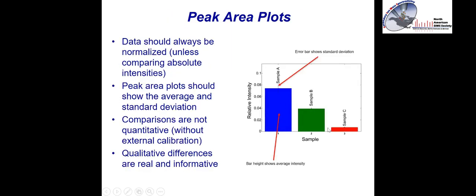If we're going to do a peak area plot, a simple way to do that is a bar chart, where in this case, the bar is showing the average, the error bar is showing the standard deviation. And then from this type of plot, we can look at the relative intensity of these. And though SIMS is not quantitative, we can get an idea of the relative differences between these samples and see that for this peak, there's twice as much in sample A as there is in sample B. So these qualitative differences are real and informative, but we do need to make sure that our data is properly pre-processed.